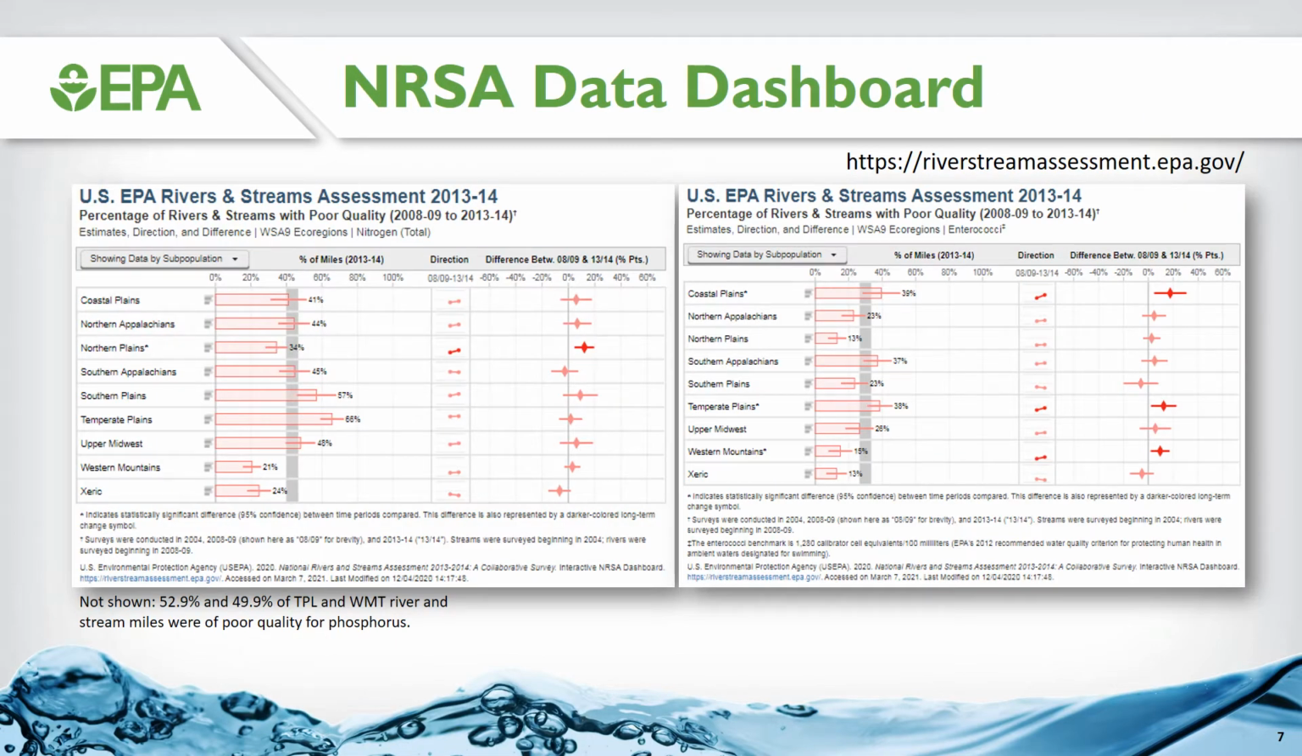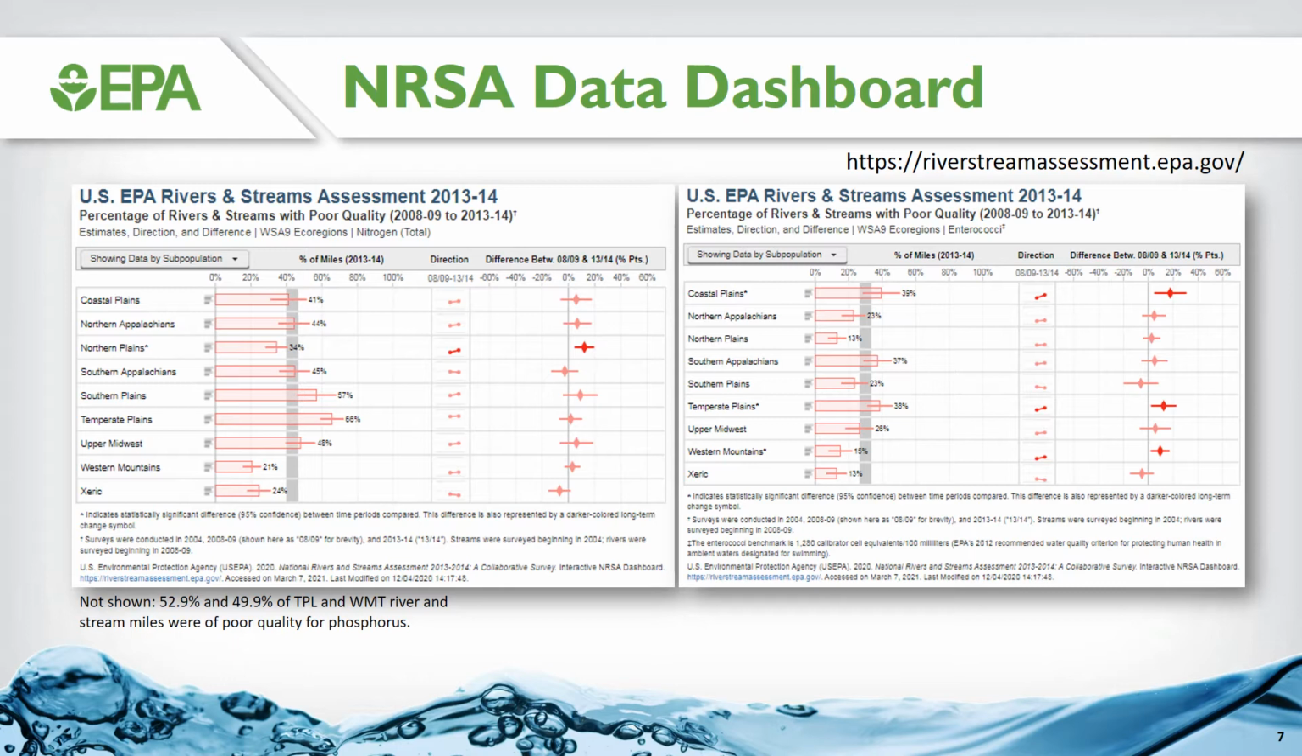What is causing high gene concentrations in the plains? Let's describe the type of land use and review the nutrient and fecal pollution levels for temperate plains and compare it to Western Mountains, using condition indicator data from the interactive NRSA dashboard that is publicly available using the link on this slide. The two screenshots from the dashboard are total nitrogen on the left and on the right Enterococcus water quality criterion for protecting human health. The point estimates on the horizontal bar graphs indicate the percentages of river and stream miles of poor quality for each ecoregion. The vertical gray area passing through the bar graphs is the national average.